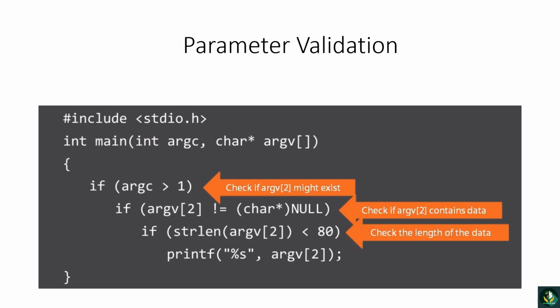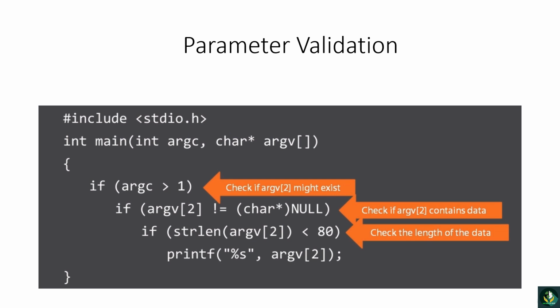The problem here is that there is no parameter validation before the argv array is used, because the program can be run with any number of command line arguments, including only one or none. It could attempt to display an argument value that doesn't exist, and that would be bad.